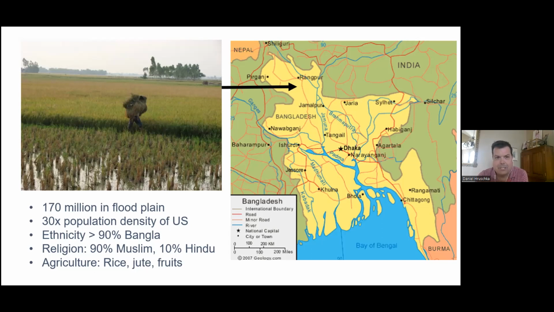And as you can see from this picture, this is a scene you'll see in all parts of Bangladesh: rice paddies. So across this floodplain, you find at any given time rice paddies growing, people harvesting them. This is actually key to life in Bangladesh. This is what sustains life.